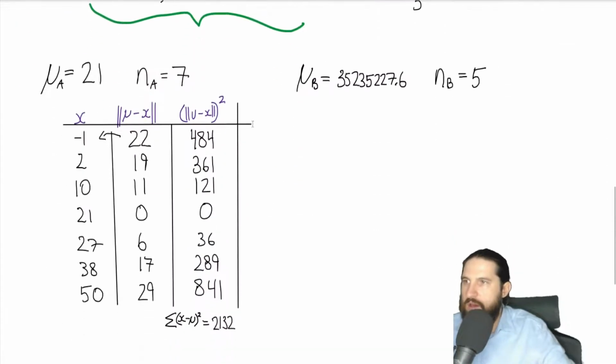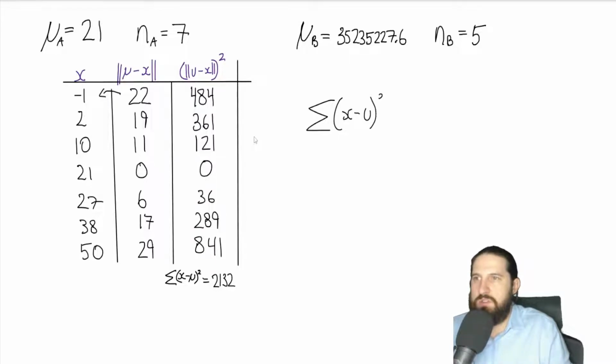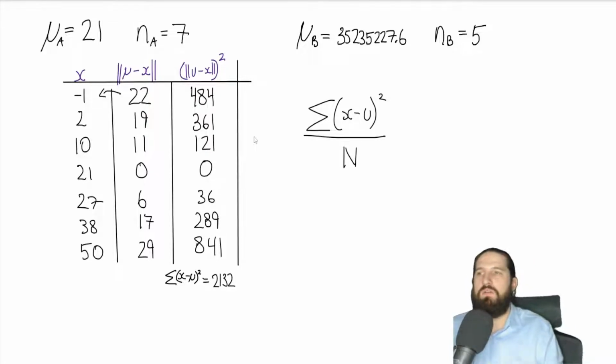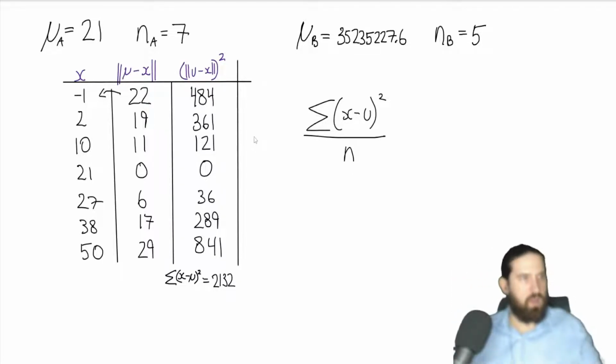Okay, so now we're going to take this thing here, x minus mu squared, and we're going to divide by the number of, so I'm just going to use n here. We're going to divide by however many there are. We're going to take the average kind of distance away. Okay, so let's do that.